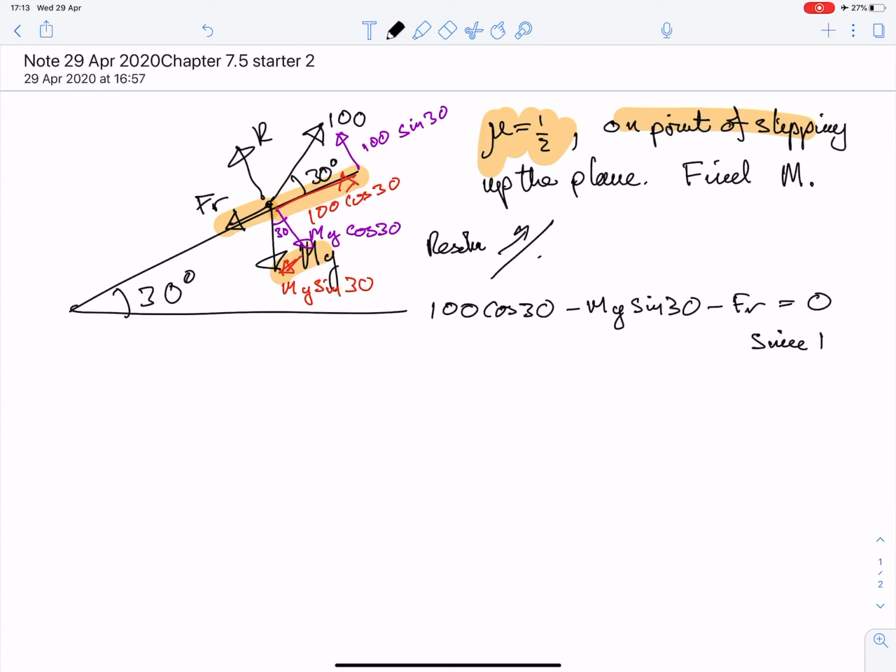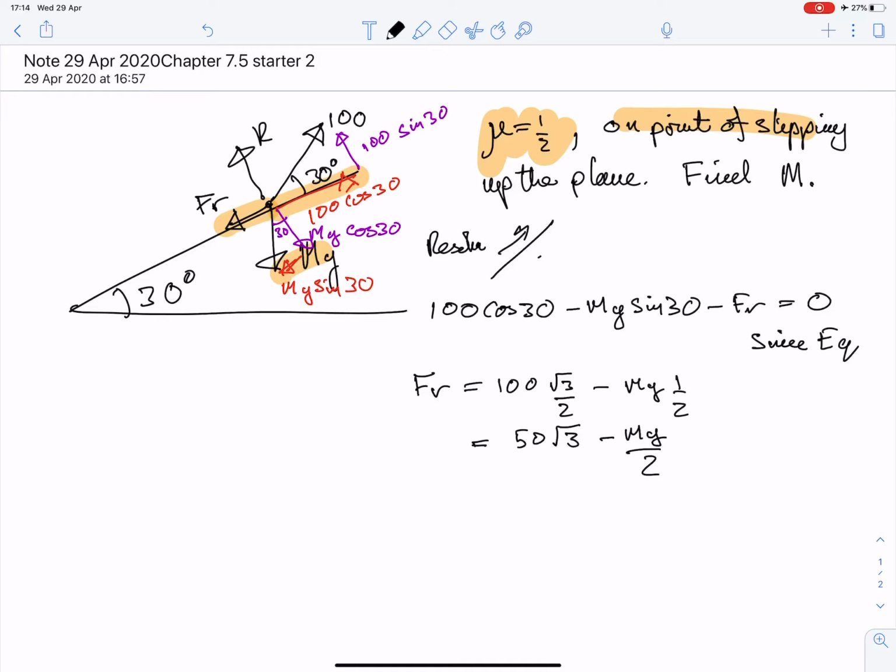since in equilibrium. Now, we know that later on we're going to probably use friction equals mu R, so we can let the friction equal 100 cos of 30, which we should know is √3 over 2, minus mg sine of 30, which we should know is 1/2. So we've got 50√3 minus mg over 2 for the friction.